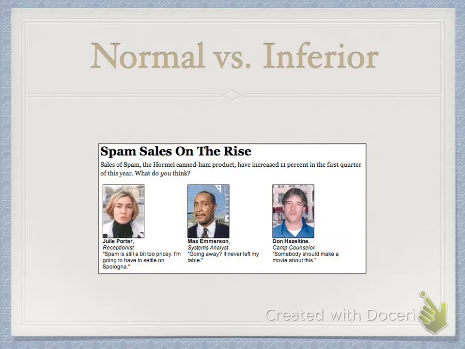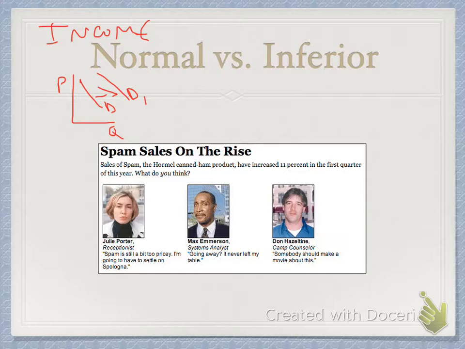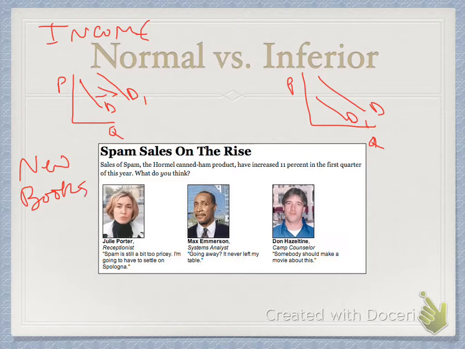Last exception here, well, there's 2 exceptions, forgive me, in 30 seconds. A normal good is one where when your income goes up, you buy more of it. Right? So an income increase, demand increases. An inferior good would mean that when your income increases, you buy less of it. So if I had more income, I'd buy more new books. You'd call those normal goods. And I would buy fewer used books. So you'd call those inferior goods, used books.